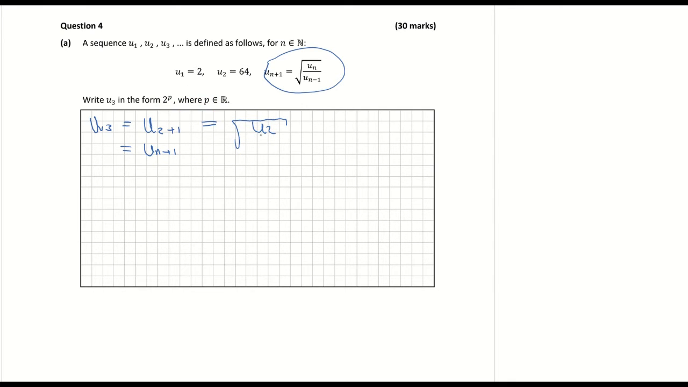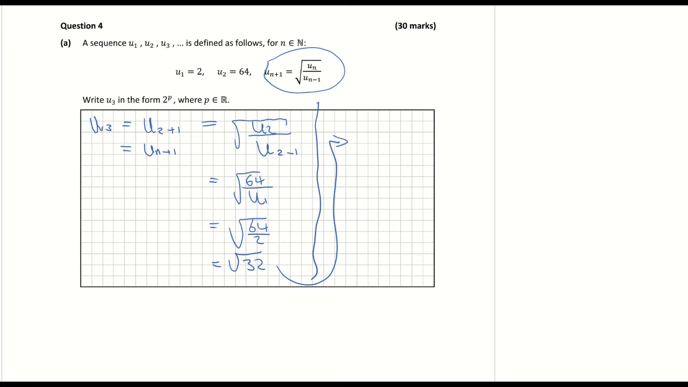And I'm dividing that by u_n minus 1. So u_n minus 1, now that's a small n and a small 1, so that would be u_2 subtract 1. So I have the square root of u_2 over u_2 minus 1. And the value of u_2 from the question is 64, and that's over the value of u_2 take away 1. Well, that's u_1. Now we also know the value of u_1. It's 2 from the question, which is giving me the square root of 32.